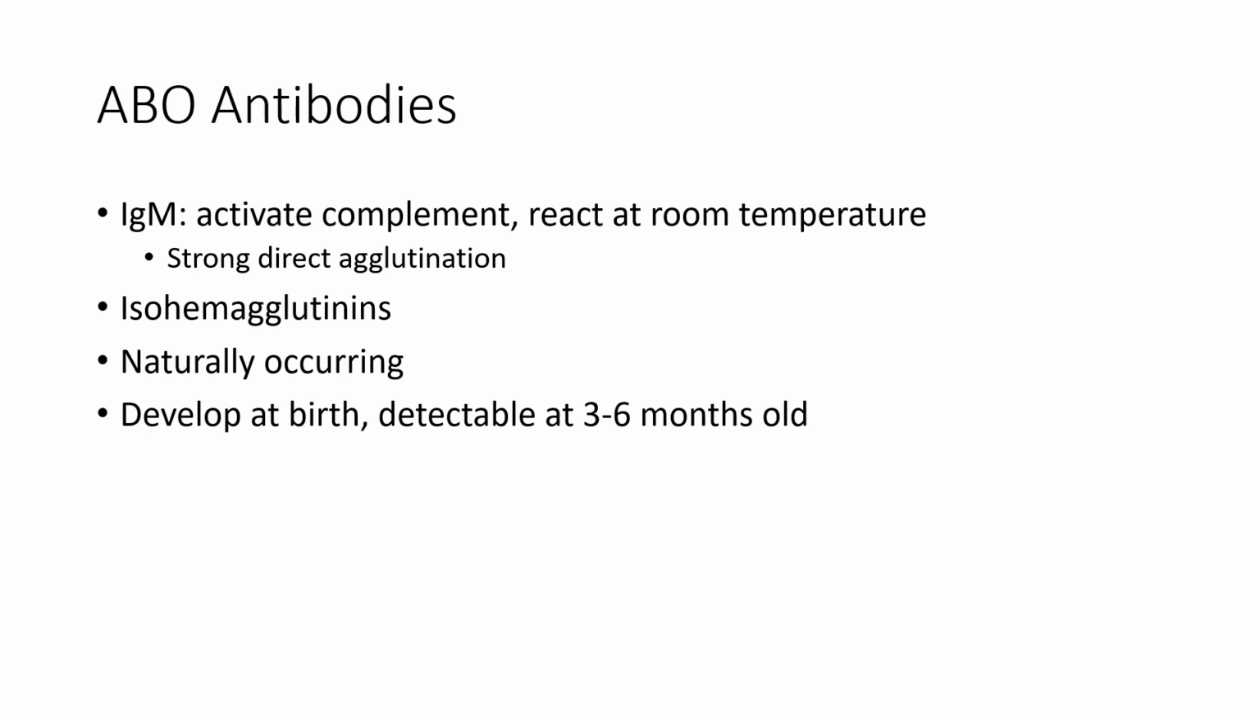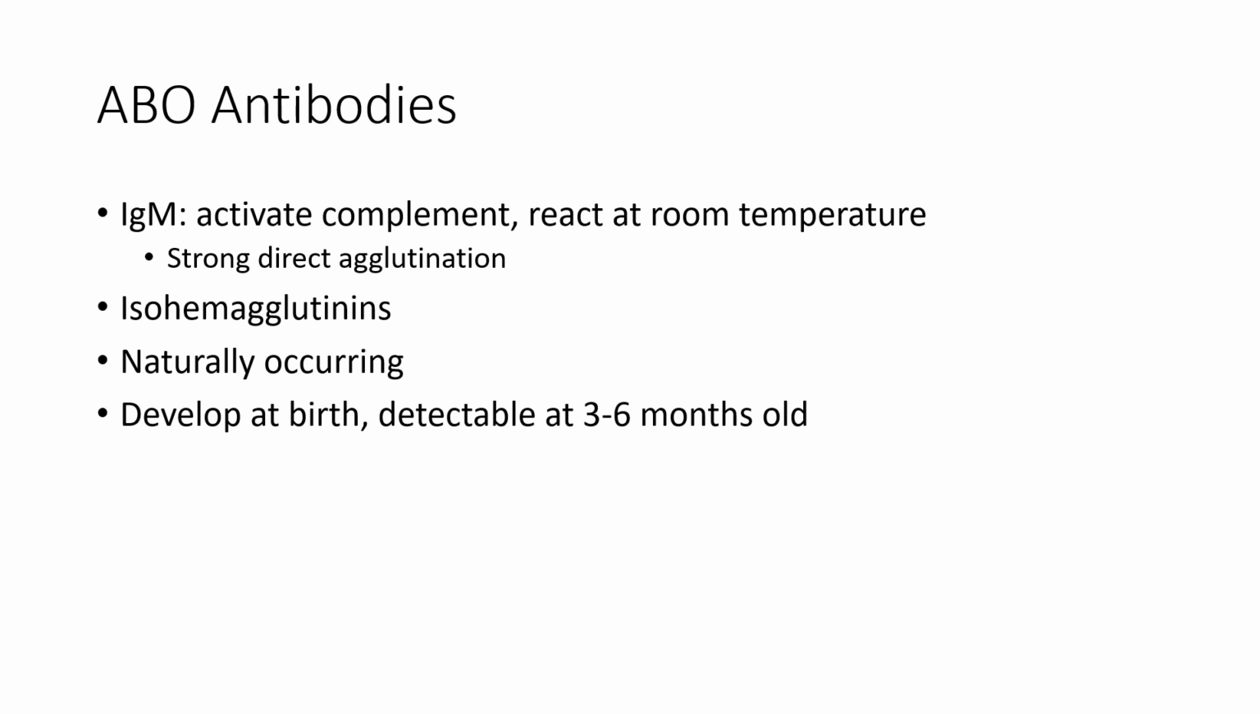They're naturally occurring. This is usually due to exposure to either A or B-like antigens in the environment on bacterial membranes or pollen. And these antibodies develop at birth. They're usually detectable between 3 to 6 months of age.